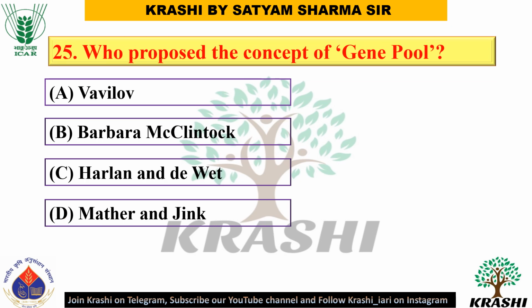Question number 25. Who proposed the concept of gene pool? It was proposed by Harlan and de Wet in 1971. It says there are 3 gene pools, that is primary, secondary and tertiary.